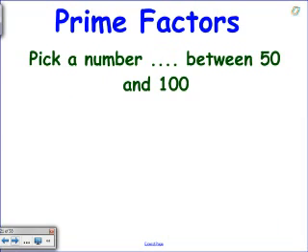Right, just to show you it works for any number, give me any number between 50 and 100. 99. Oh yeah. What two numbers multiplied together give you 99?